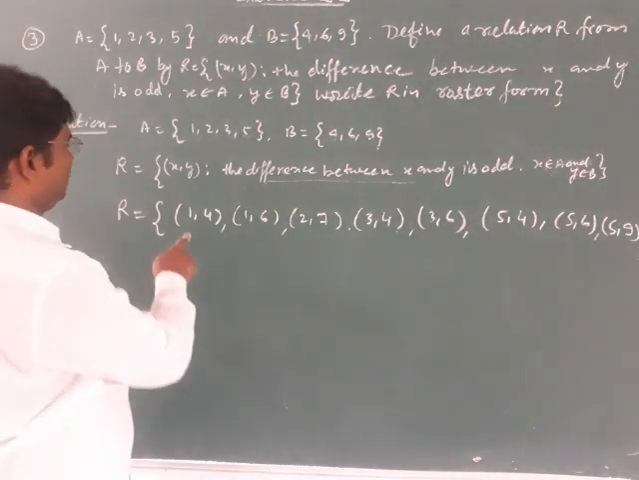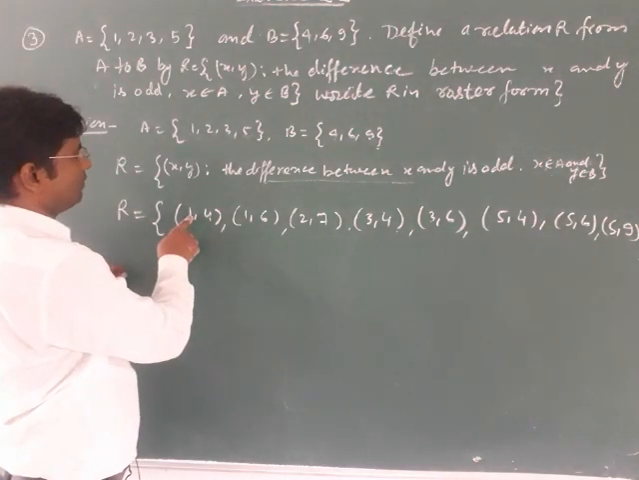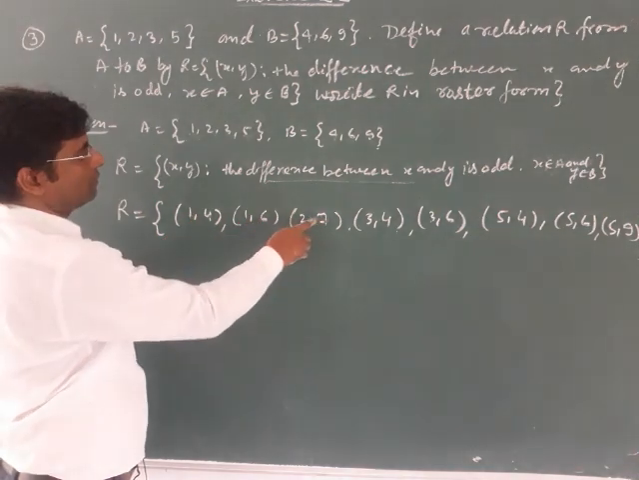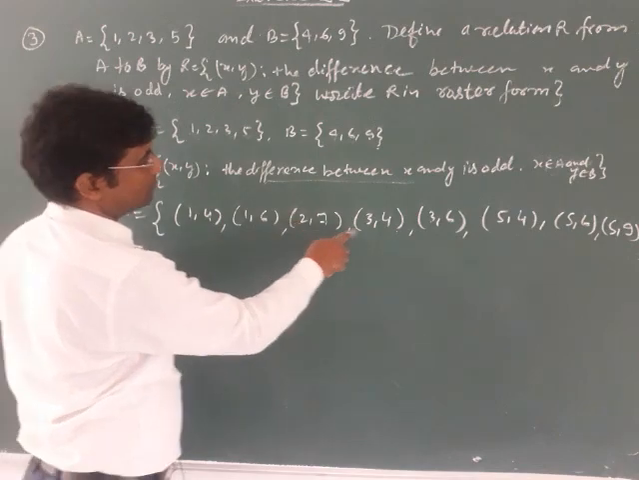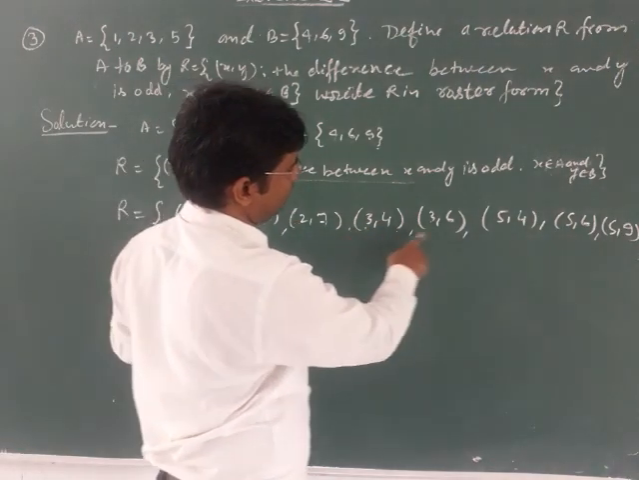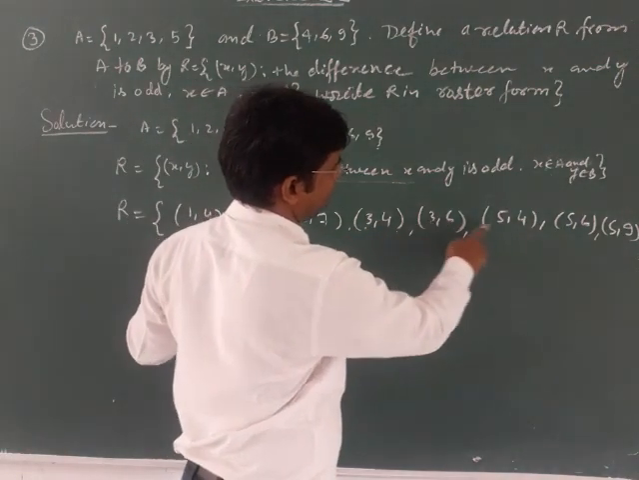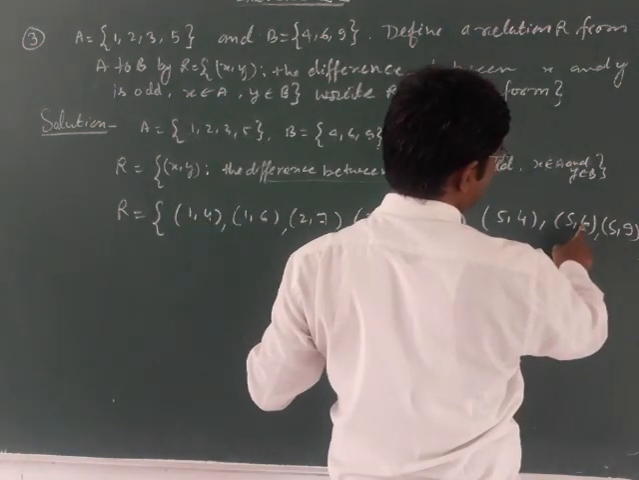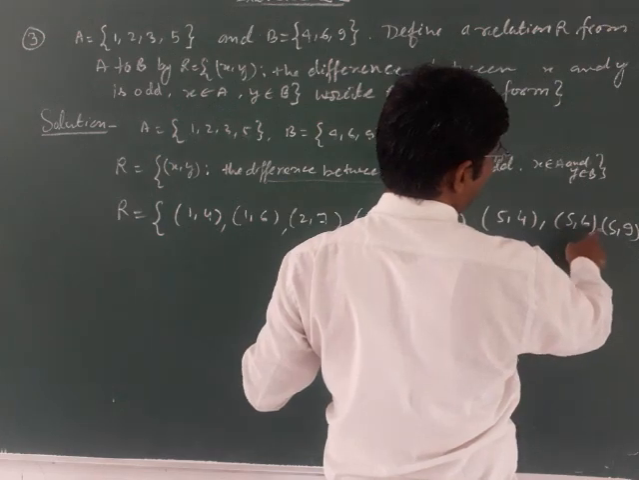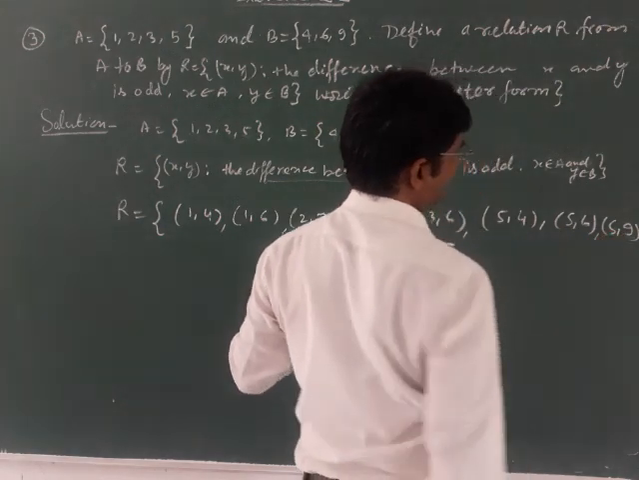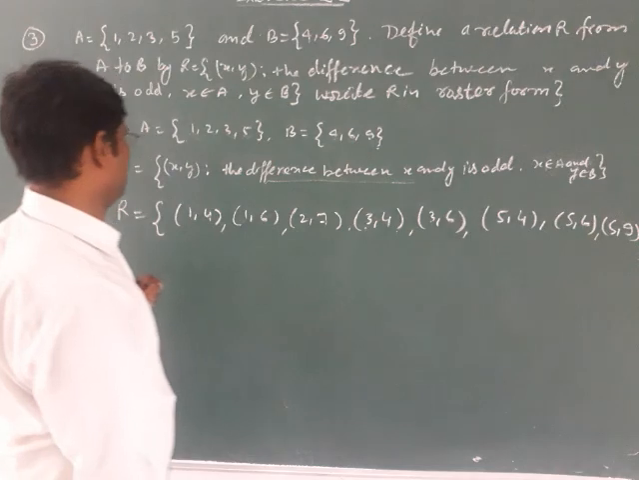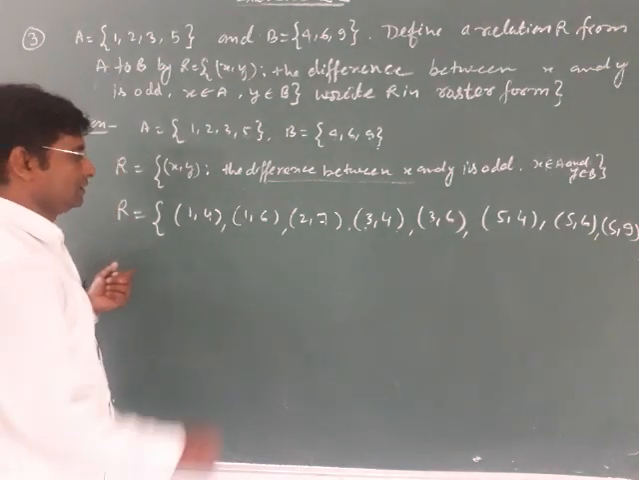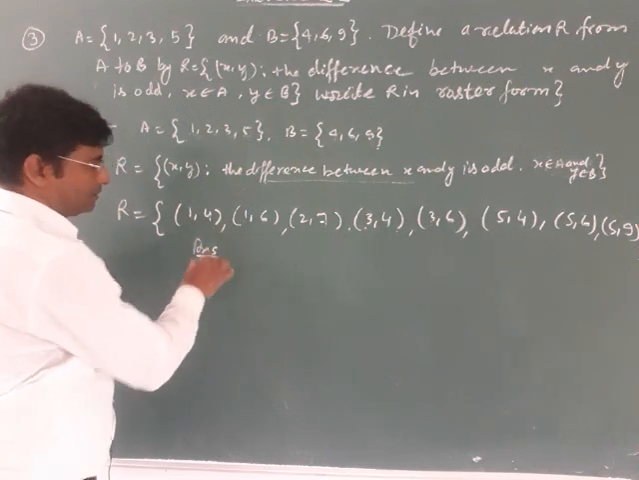So 4 minus 1 is odd, 6 minus 1 is odd, 9 minus 2 is odd, 4 minus 3 is odd, 6 minus 3 is odd, 5 minus 4 is odd, 6 minus 5 is odd, and 9 minus 5 is odd. So write it in roster form. This is the answer.